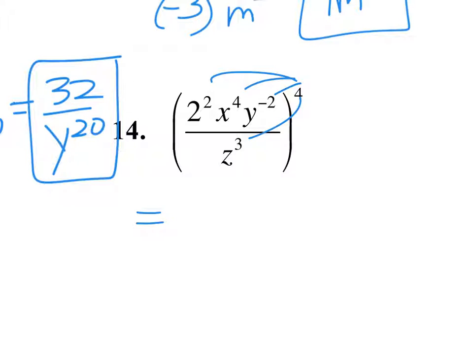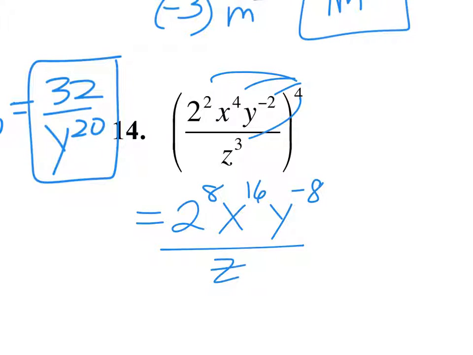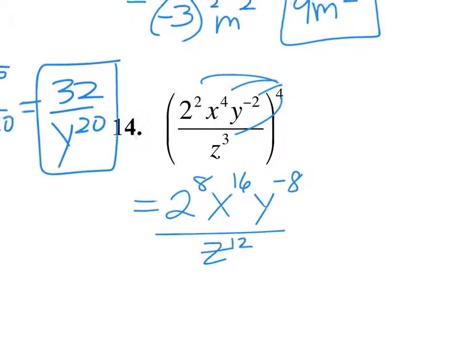All right, so we have 2 squared to the 4th is 2 to the how many? 8. Good job, Ben. 2 to the 8th. And then x to the 4th is how many? 16 of them. It's a lot, isn't it? And then y to the negative 8, which you might feel uncomfortable writing that down, but it's okay. This is just your work right here. And then z to the 12th. Okay.